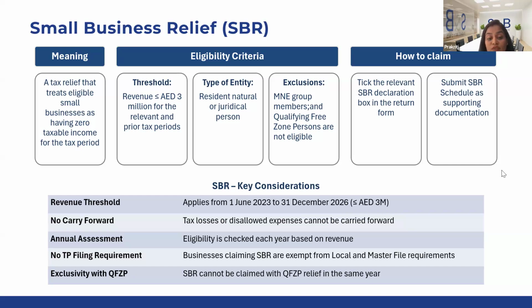The next downside or drawback of claiming this relief, although it's very simple, is that you're not able to carry forward your tax losses. So although a company may have revenue of 3 million but incur losses, you won't be able to carry forward these tax losses to subsequent years, which is otherwise allowed in the law. So it's important to evaluate whether you want to go for a full-fledged return or elect for small business relief.